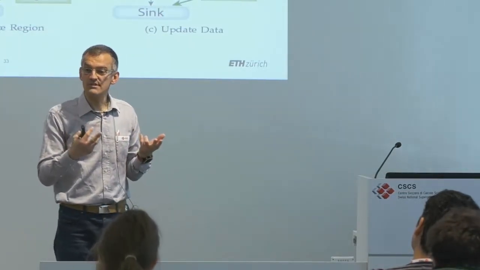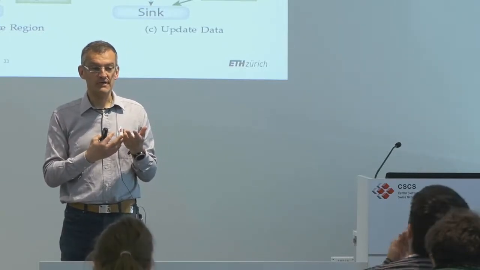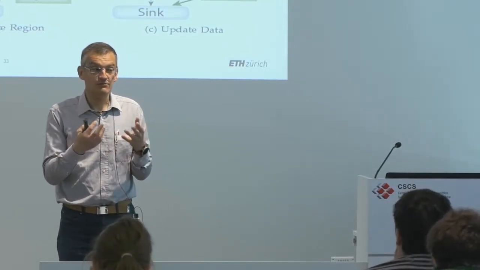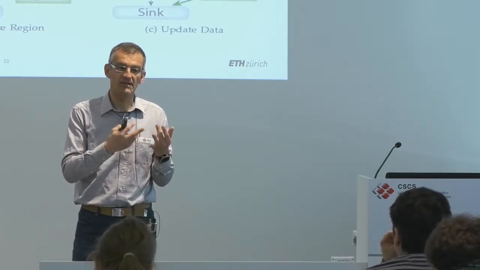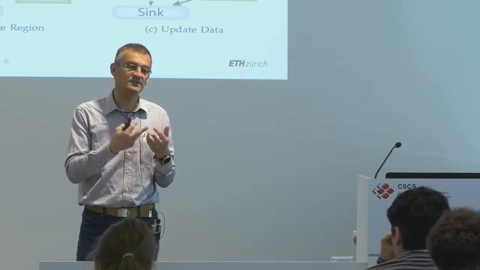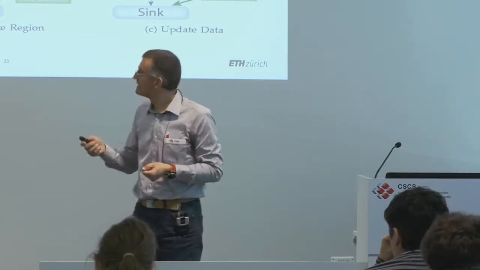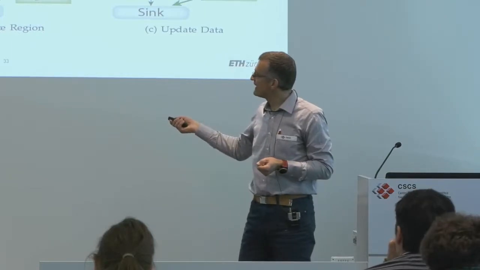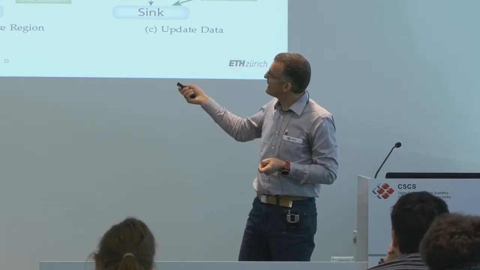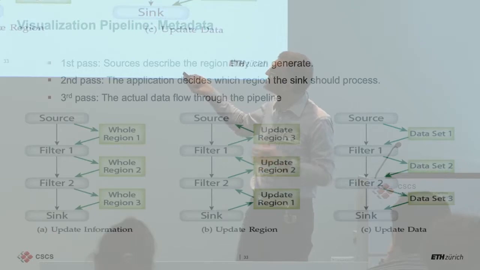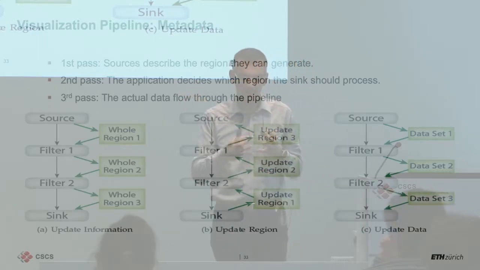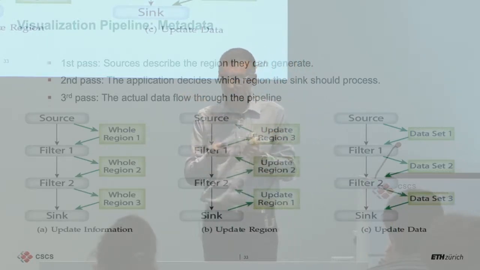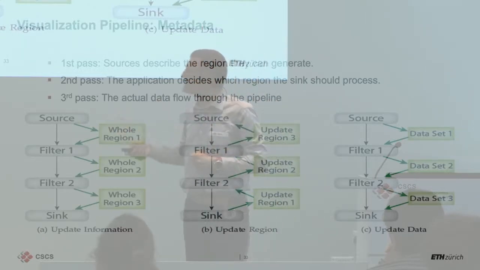In the case of a multi-block configuration, you would have the number of blocks. You would have the type of blocks available. Is it structured? Is it rectilinear? Is it Cartesian, etc.? The second pass is what we call the update region, where the application makes a decision about which region each of the pipelines should take. What does that mean?